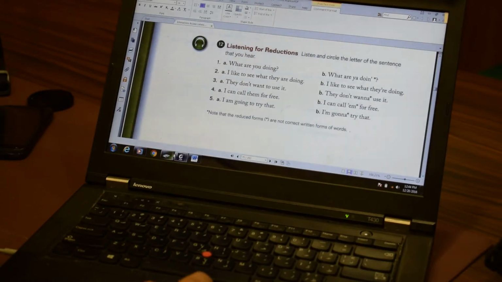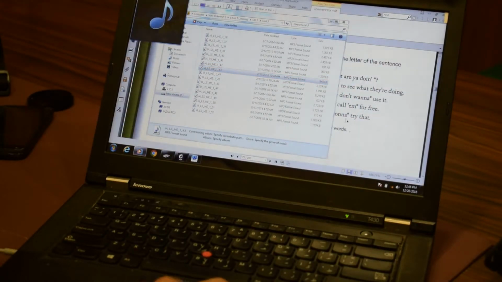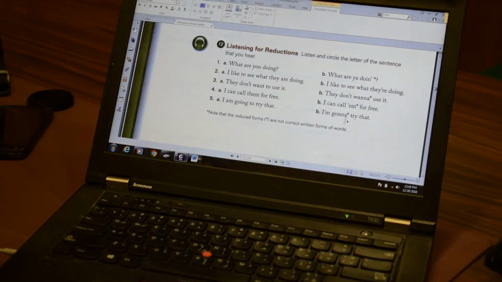Okay, so let's go to the next listening. Now we will solve it. Page 56, Activity 12, listening for reductions.